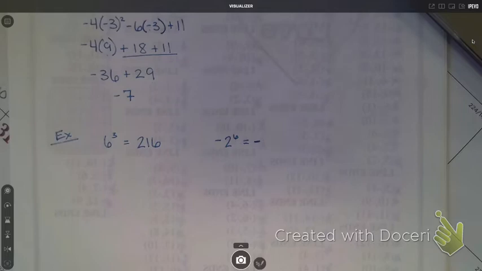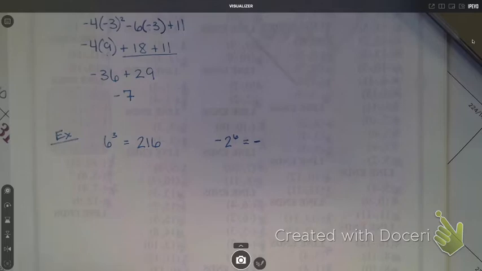Okay? Do you know 2 to the 3rd? Nope. You have a calculator. Okay, what is 2 to the 3rd without a calculator, guys? 2 times 2 is 4. 4 times 2 is 8.